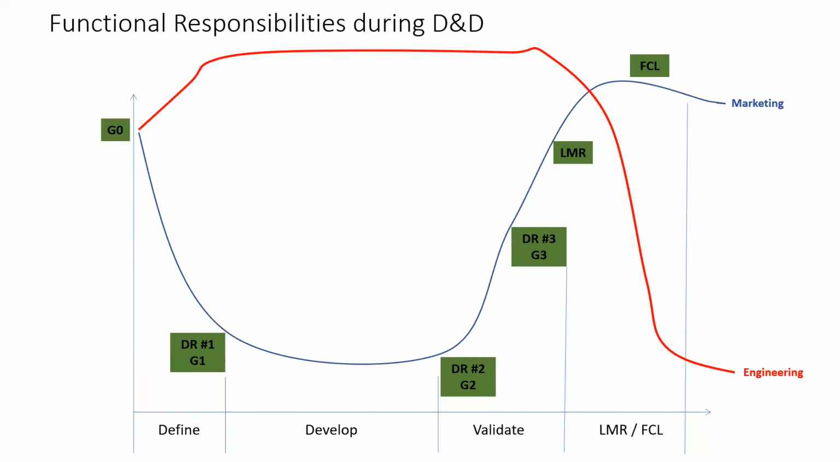The other aspect that is important, these two worms that you see on the screen, the text is small. So the blue worm is the marketing worm and the red worm is the engineering worm. And the green blocks that you see are the gates. So design review 1, design review 2, 3, LMR, limited release, and full commercial release. And what you see at the bottom, that is text, which I think is legible on your screen: the define stage, develop stage, validate stage, and the LMR and FCL stages.